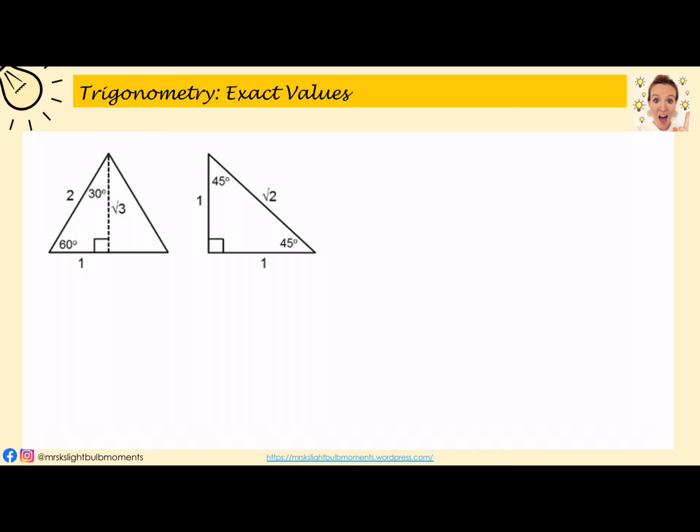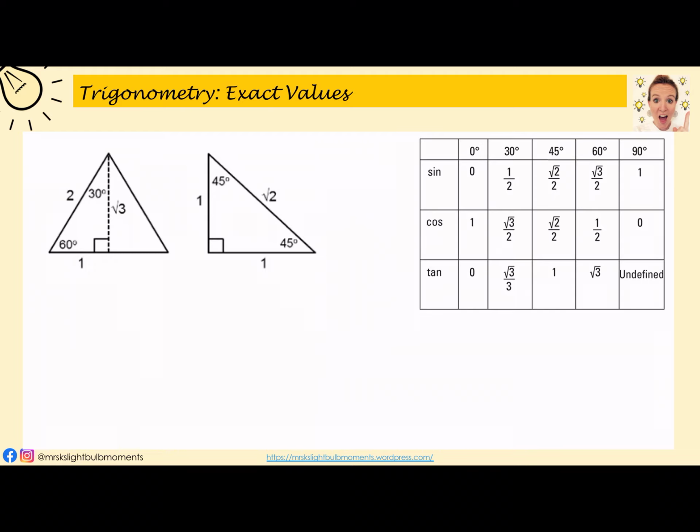So that's the way a lot of teachers go into it. You might have just got the table of values and just memorised it, and that might be the way that works better for you. You don't need the conceptual understanding of where they've come from, but you just need to remember the values.